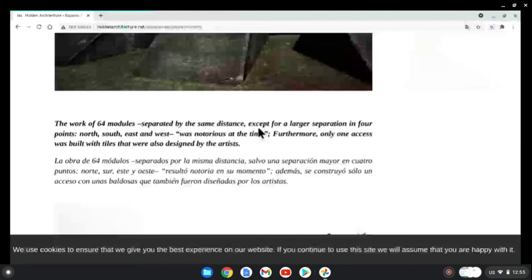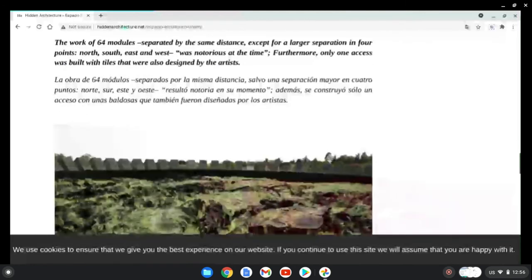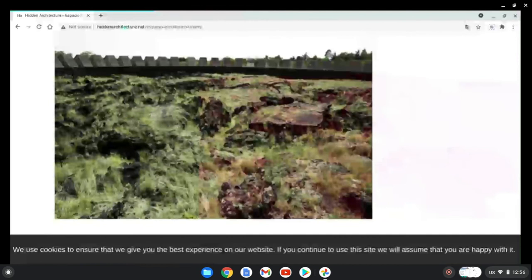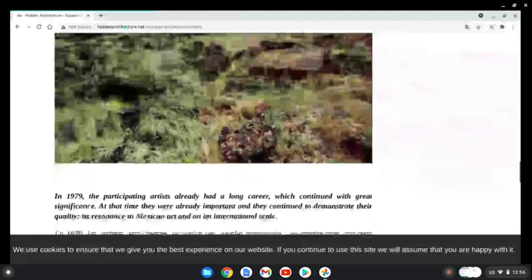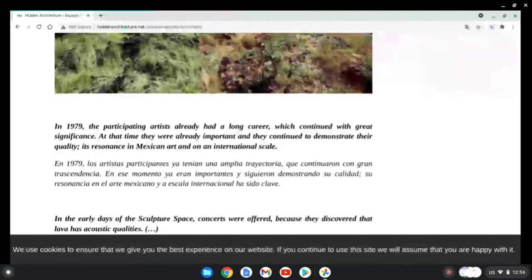What about Stonehenge? Way longer ago? North, south, east, and west? How many places? Alright, anyway, furthermore, only one access was built with tiles that were also designed by the artist. Now, these tiles are some weird code, but they don't look anything like this. It is way newer, more like in the 70s. This is way older. I don't care what anybody says.